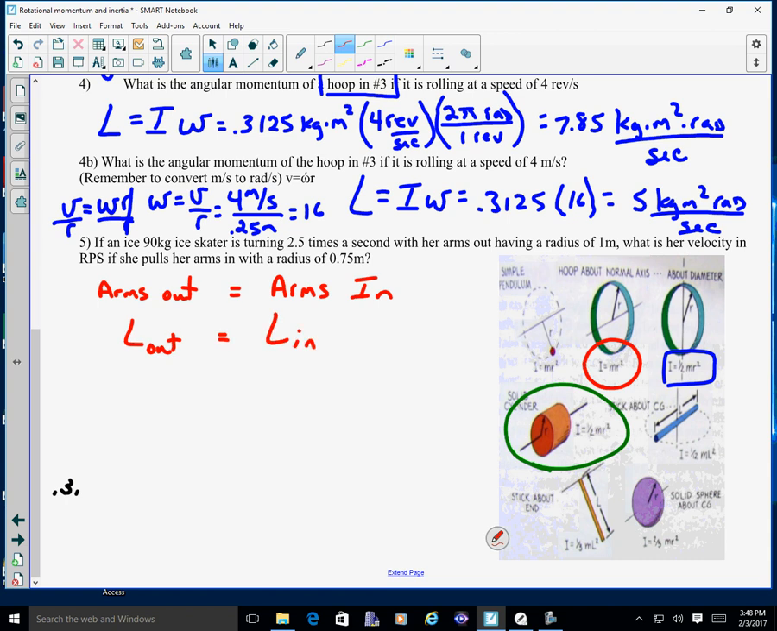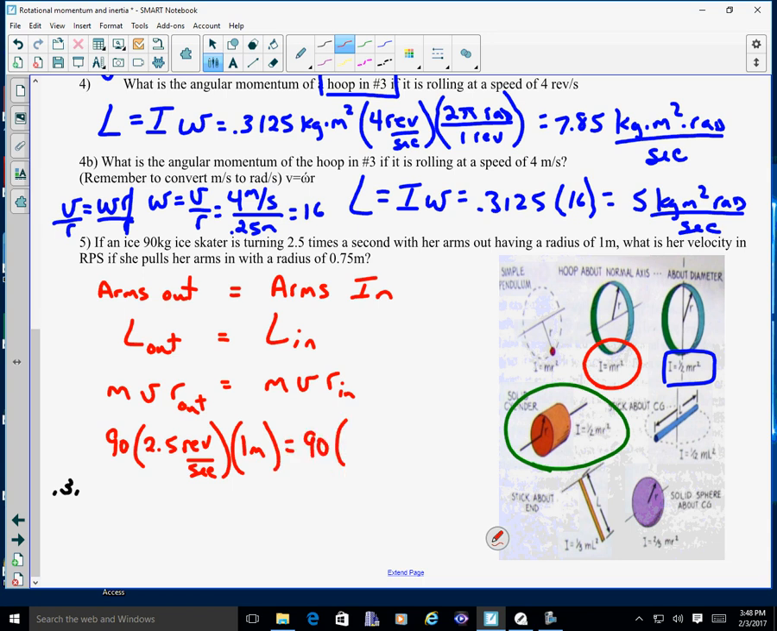And so the ice skater has a mass of 90 kilograms. Her velocity is 2.5 times per second. I'm not going to really convert that right now because they didn't give us enough information to do that. And then the radius is 1 meter here. Her mass doesn't change. I'm going to try to figure out what her velocity is when her arms are in. And her radius when her arms are in is 0.75.